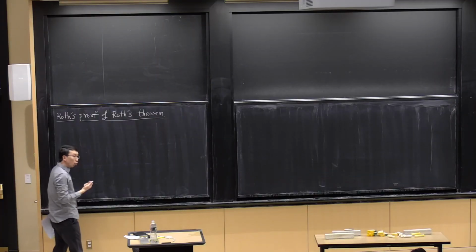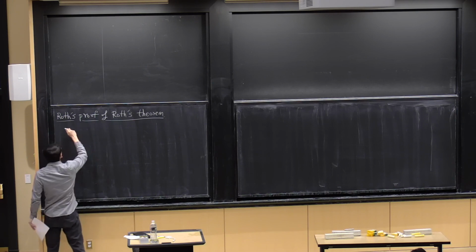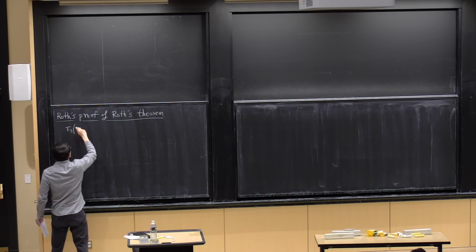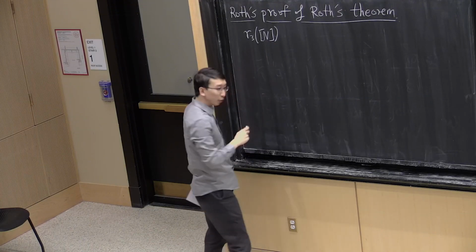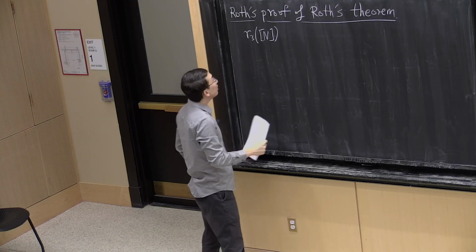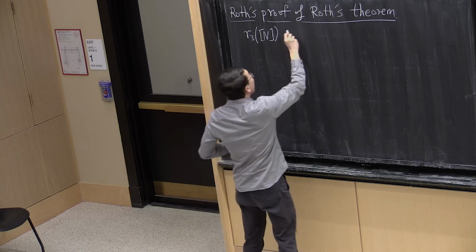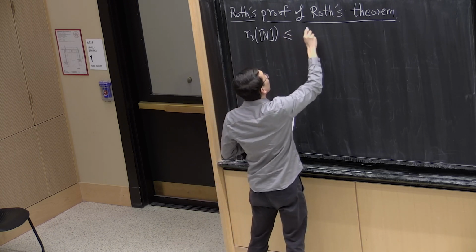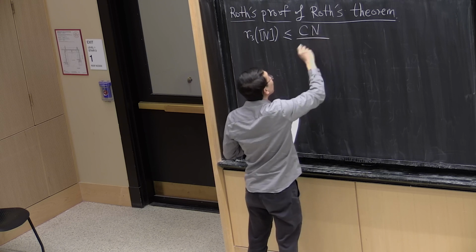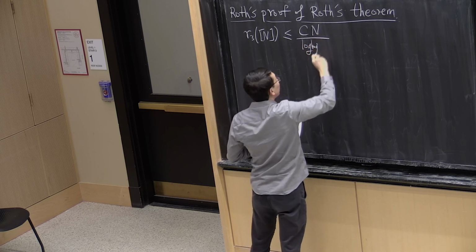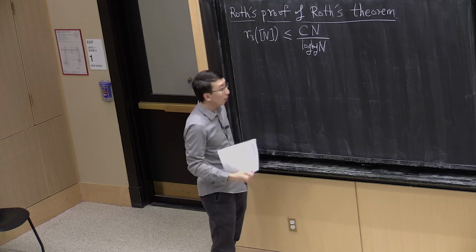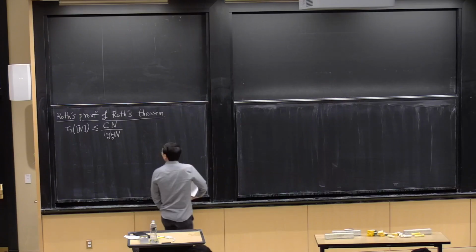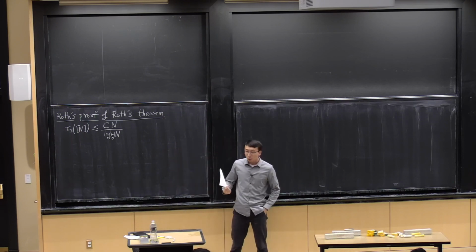Okay, so what we'll prove today is the statement that the size of the largest 3AP-free subset of 1 through N is at most N divided by log N. Okay, so we'll prove a bound of this form. The strategy of this proof will be very similar to the one that we had from last time.